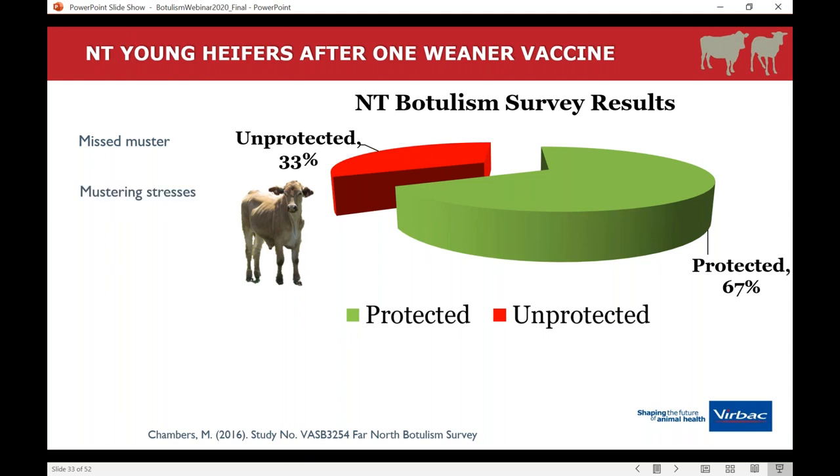We know that any form of stress will lead to an elevation of a hormone called cortisol. So if weaners are very stressed around vaccination, you will get a lower immune response. That could be part of the puzzle.